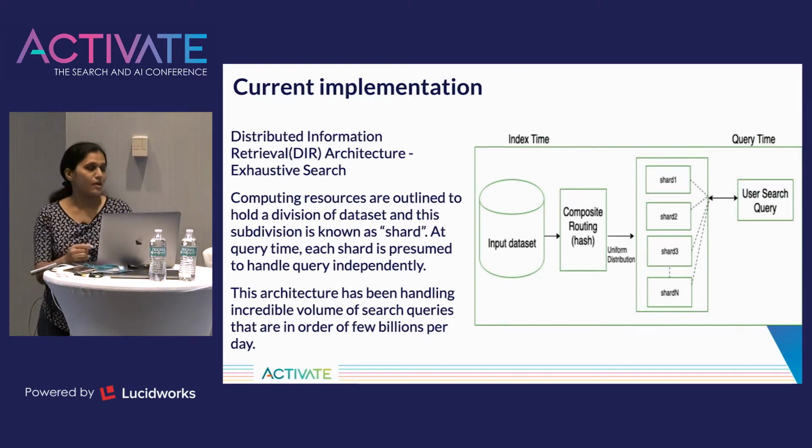And at query time, whatever your user search request is, it has to go across all the shards and then get back the results for you. So it's really computing across all the shards and then getting back. You need to make sure that your shards are good, with good computing resources, available all the time, and capable enough to meet the query per second rate. So that's about the current implementation.